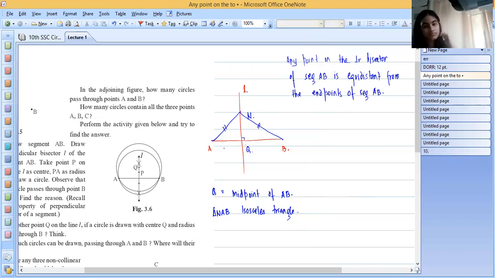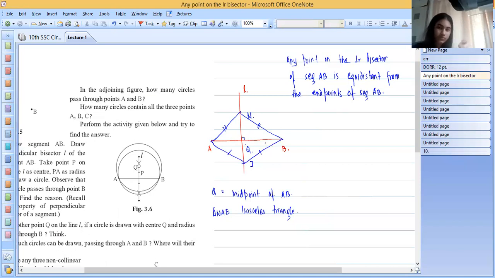Yes. Take a point P and take a point J. Join JB and JA. These two will be equidistant. Yes. Because J is a point on the perpendicular bisector of AB. That means that if you take any point on the perpendicular bisector and you draw a circle, then that circle will pass through A and B.